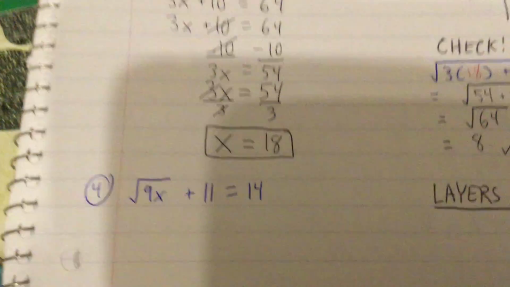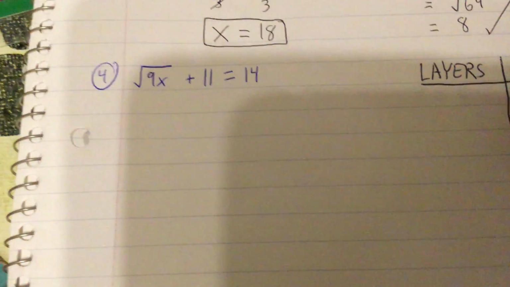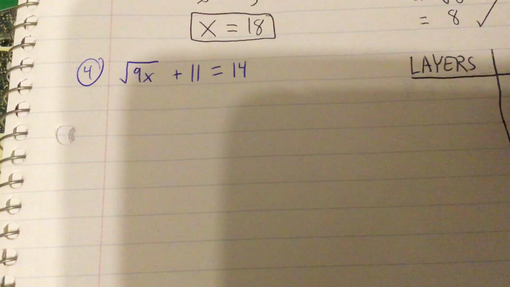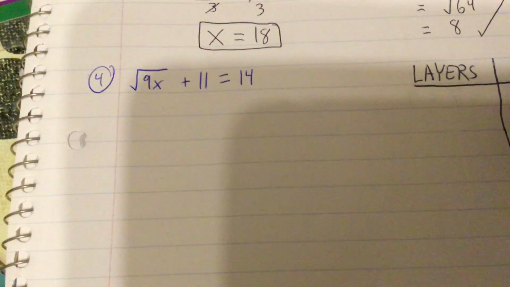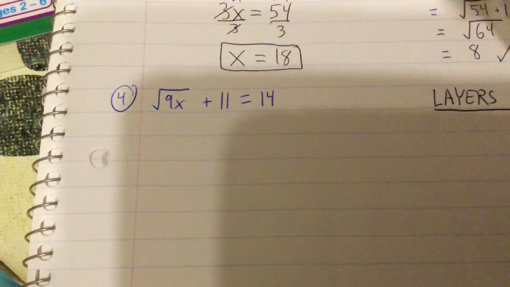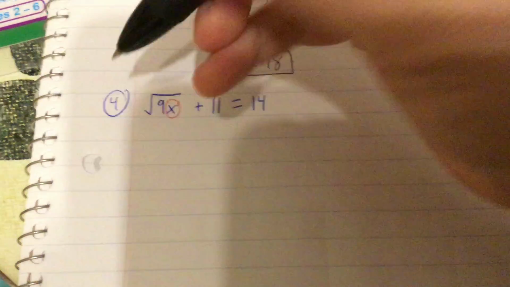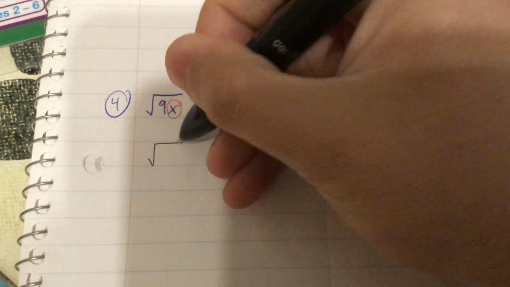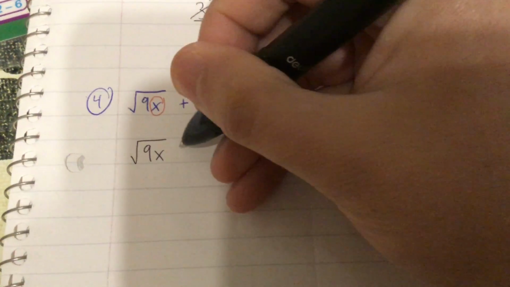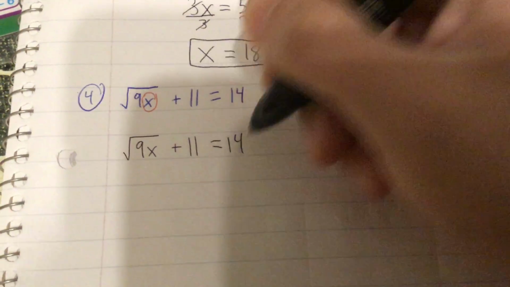Okay. See if you can do this problem independently. You can pause the video. Okay, so I'm going to put a big old target on x. This one's a little bit different, but if you've got the hang of this layers and undoing table, it's a piece of cake. And cakes have layers too. The square root of 9x plus 11 is equal to 14.